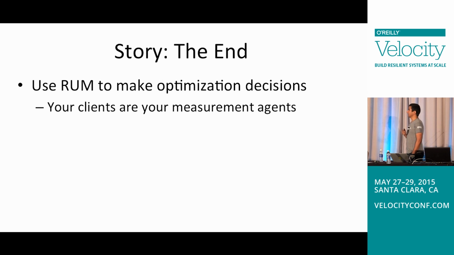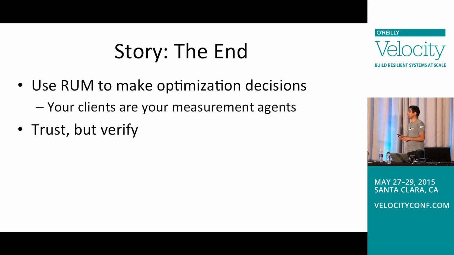So here are the learnings from this story. Use RUM to make your optimization decisions. RUM is very powerful. You have client code in your hands, so you can make your users do some of your work, in a way that doesn't impact their user experience. So maybe for web browsers, do it after page load, and download a tiny object, not a 1 megabyte object. You can use your clients as your measurement agents, and I highly encourage everyone to do that. You will make better decisions if you do this.